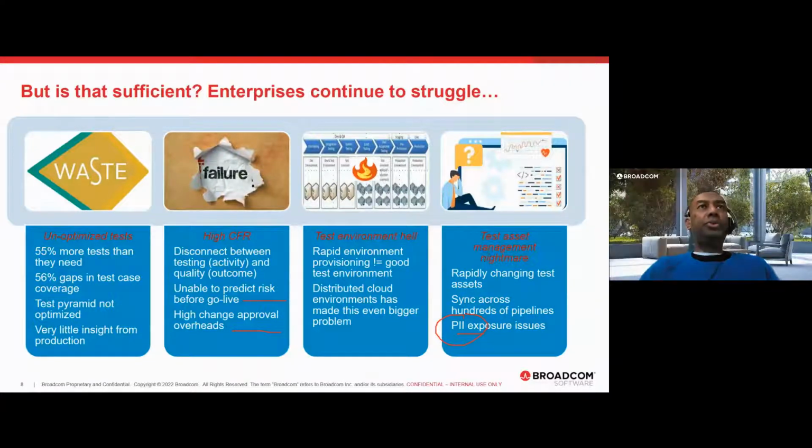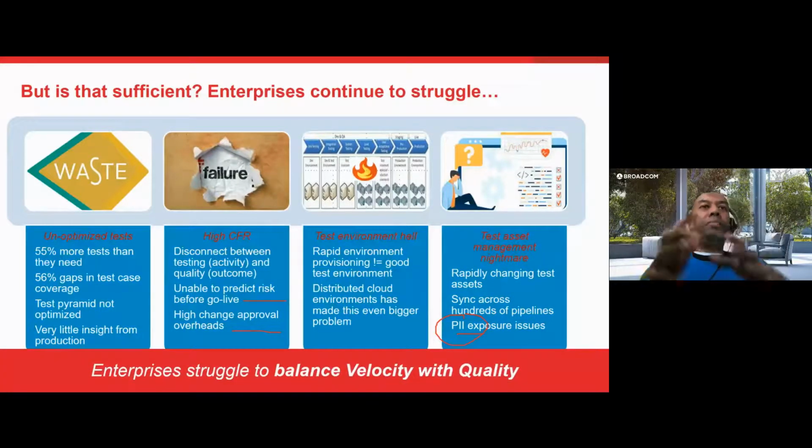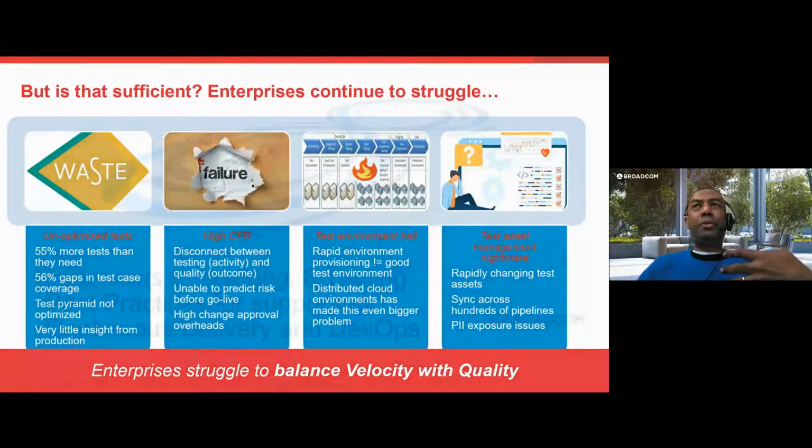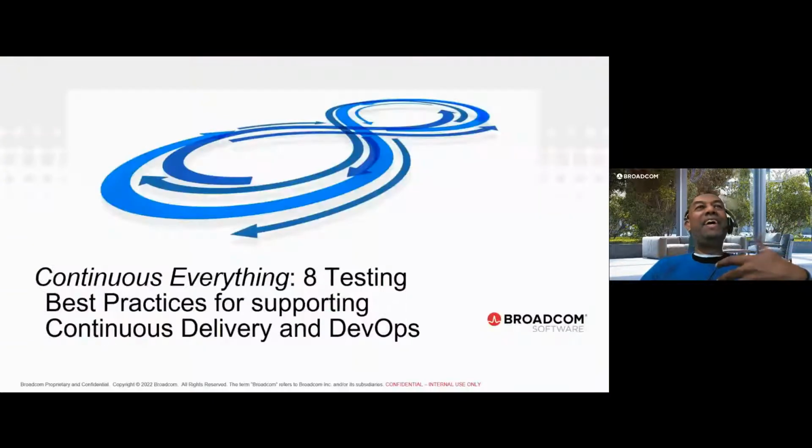There are other challenges too, but the net is, we know there's a challenge around balancing velocity with quality. Specifically, we know that from a quality perspective, there are many other challenges that we talked about here, some of which we just mentioned. So with that in mind, let's look at what solutions we can bring to the picture to solve this problem. Okay, and that's what we are calling continuous everything.